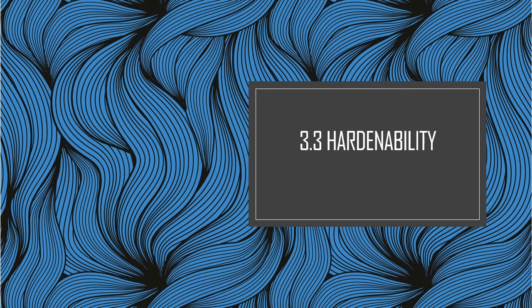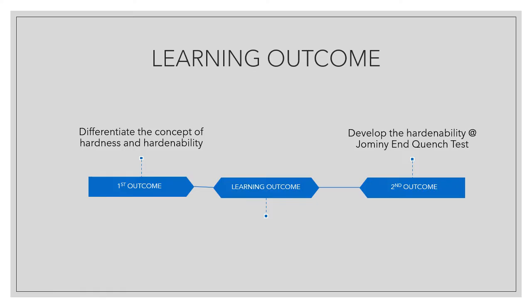So today we're going to learn about chapter 3.3 Hardenability. Here are the learning outcomes. At the end of the day, you should be able to differentiate the concept of hardness and hardenability and develop the hardenability or Jominy End Quench Test procedures and process.